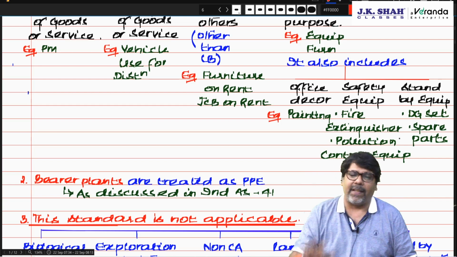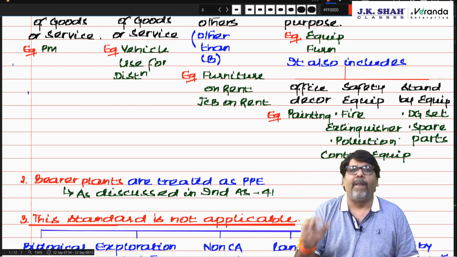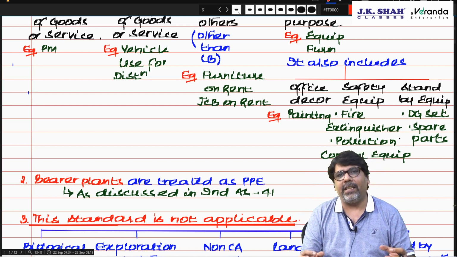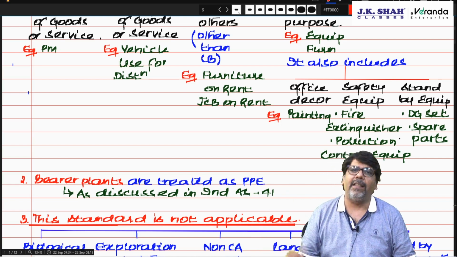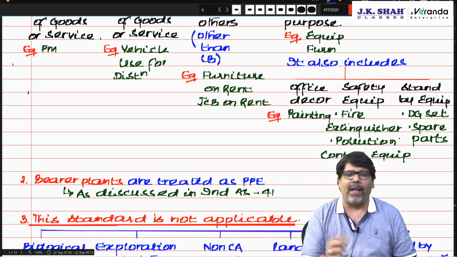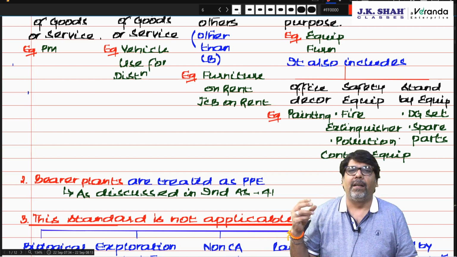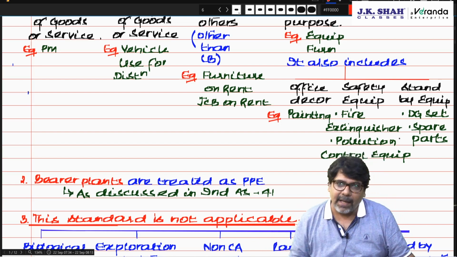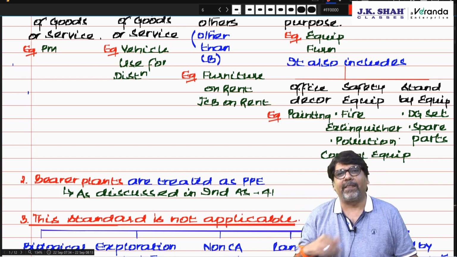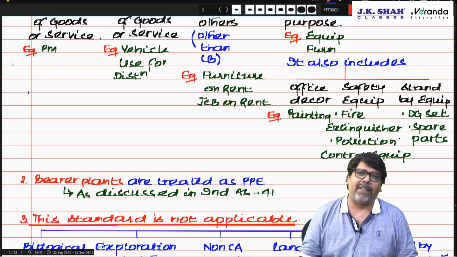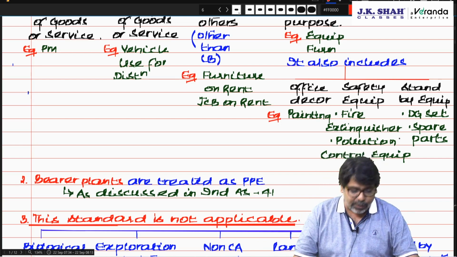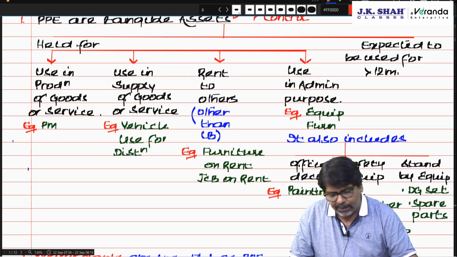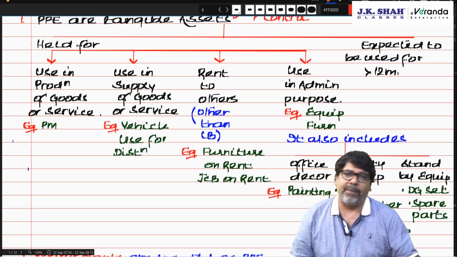Spare parts are also included. Maybe we have kept parts of some asset or machinery, so when that part gets damaged we replace it because we have it in stock. Like you have a printer in the house. For the printer you have kept ribbons, correct? Or you might have a spare keyboard also, you might have a spare mouse also. All these are spare parts. Am I clear?